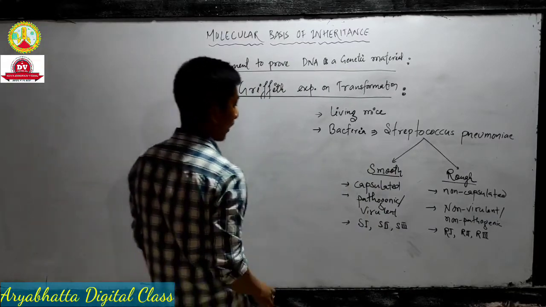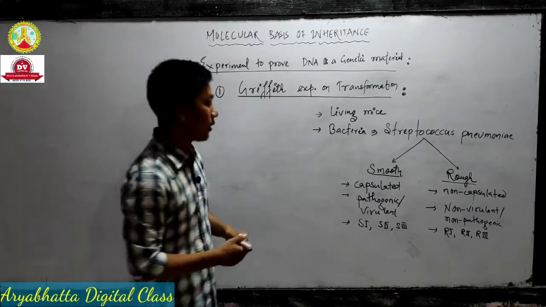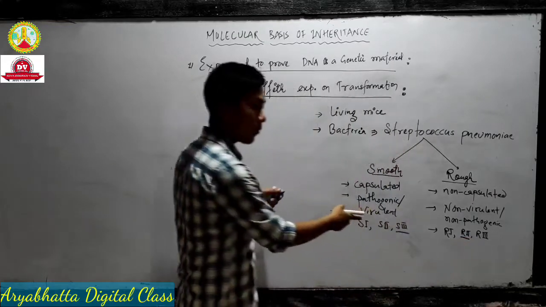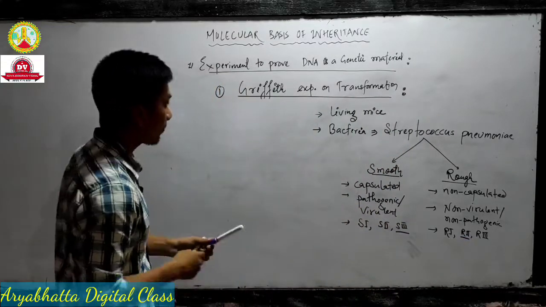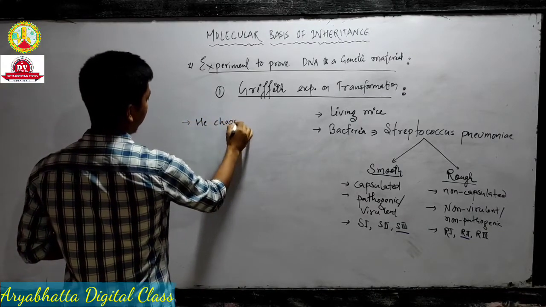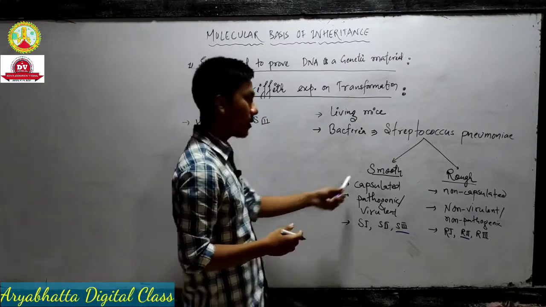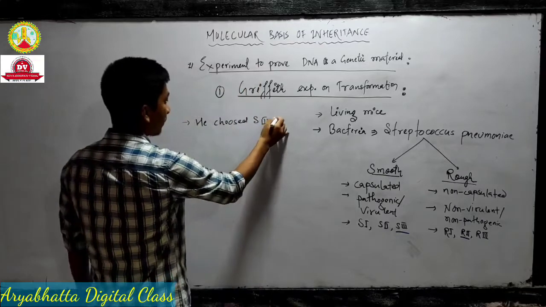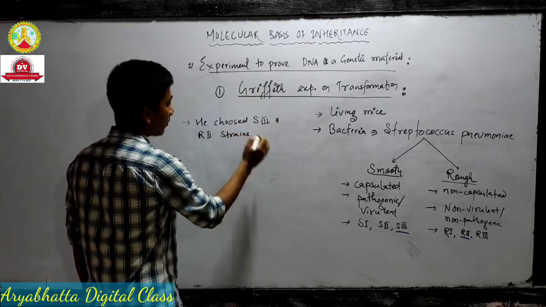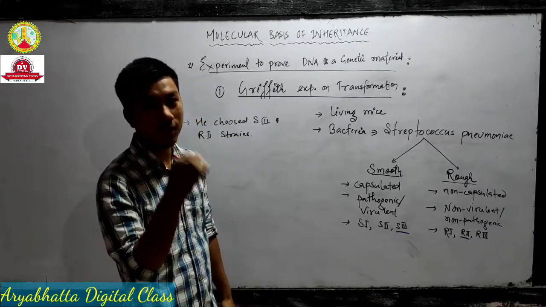Okay, so this we have. For his experiment, Griffith took the smooth S3 and the rough R2. This is important from the entrance point of view. So he chose the S3 strain, meaning the smooth one, and the R2 strain. Whenever we keep any microorganism in a plate or in a test tube, we call it a strain.